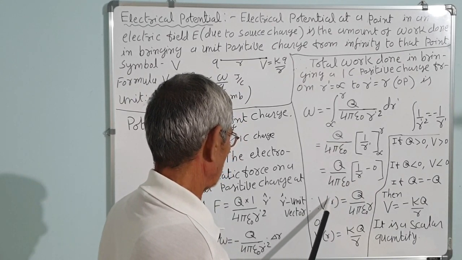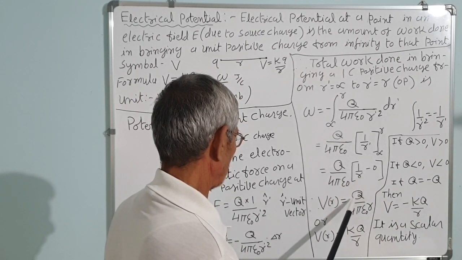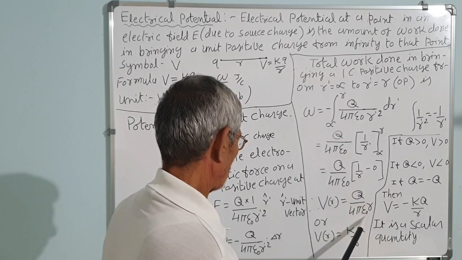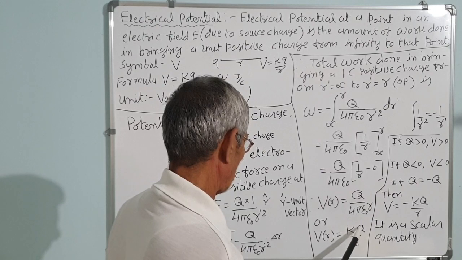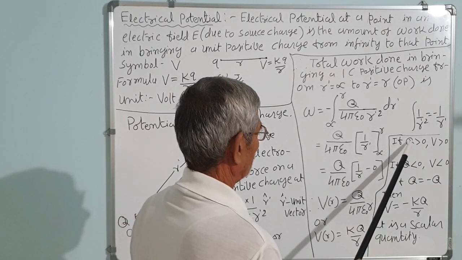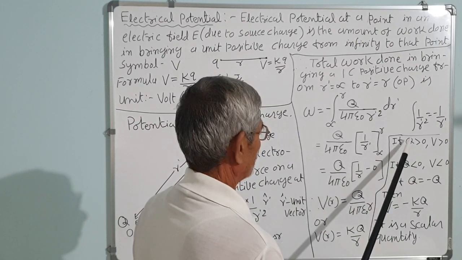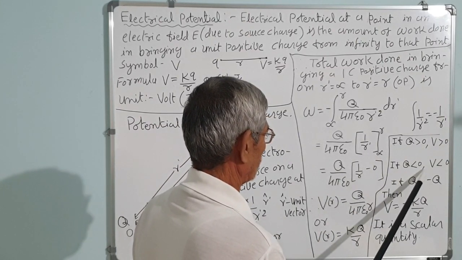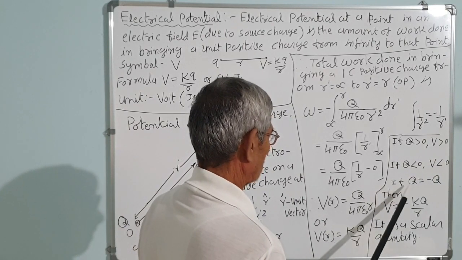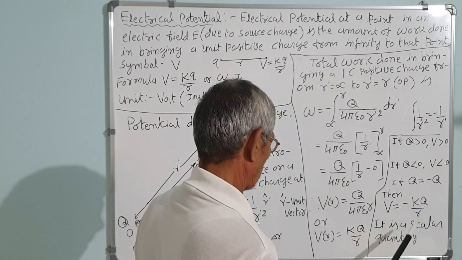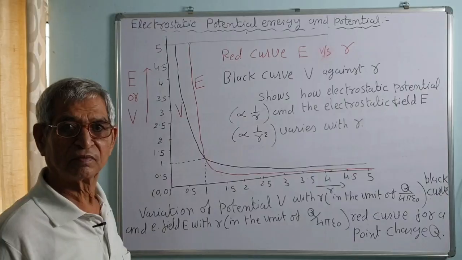Potential V at R due to the source charge Q is equal to Q upon 4 pi epsilon 0 R, or you can write 1 upon 4 pi epsilon 0 is equal to K, so simply K Q upon R. If Q is greater than 0, that is the source charge is positive, then potential will be positive. If Q is negative, that is less than 0, potential will be negative. That is, if the charge is minus Q, then V is equal to minus K Q upon R, that is negative, and it is a scalar quantity.